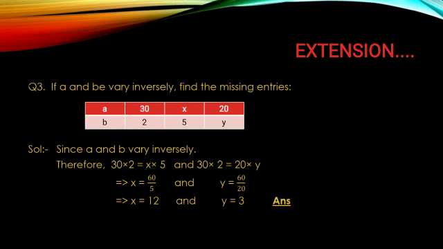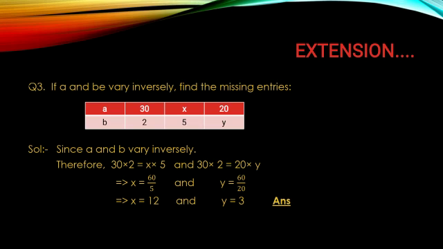Come to your question number 3. If A and B vary inversely, find the missing entries. So this time you are not supposed to check whether A and B are in inverse proportion or not. They are already given in inverse proportion. If they are given in inverse proportion, then definitely the corresponding product of A and B should be equal to each other.